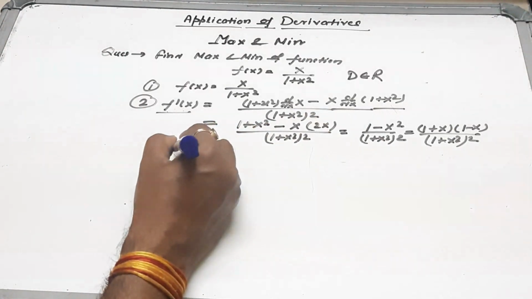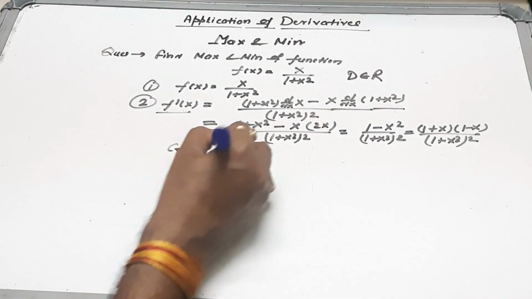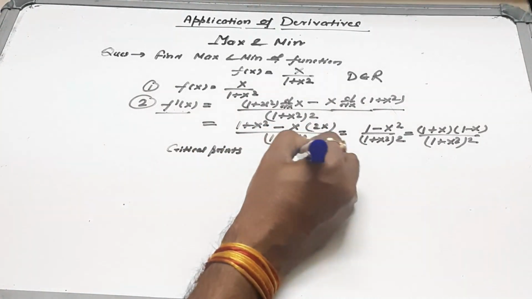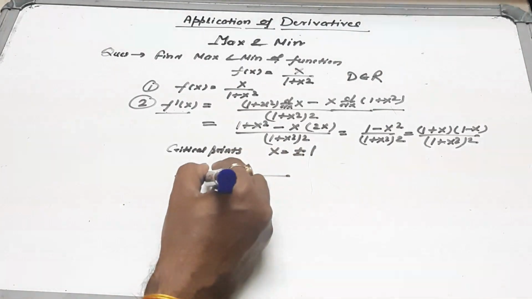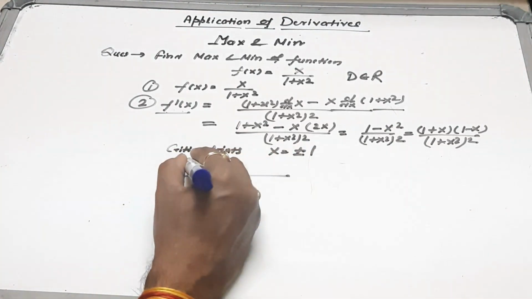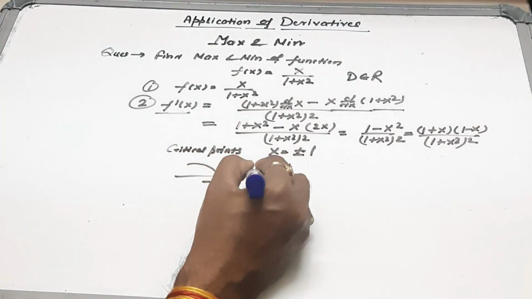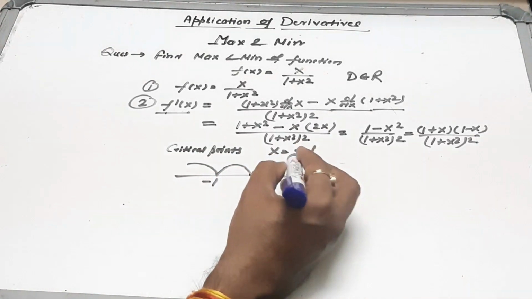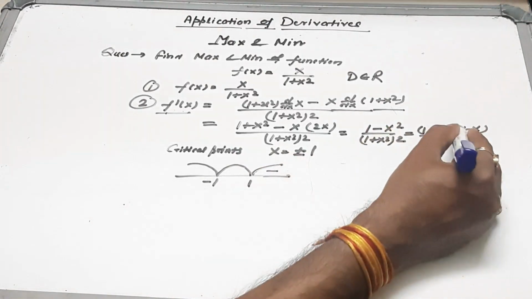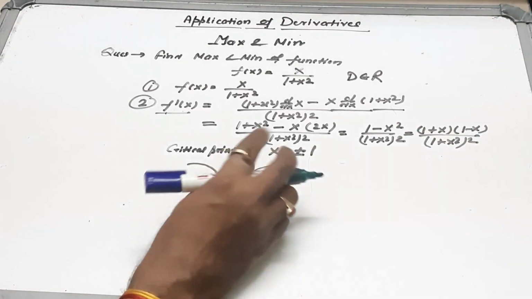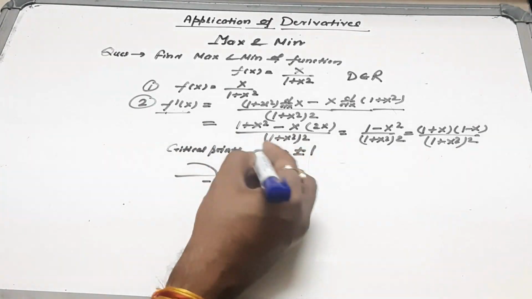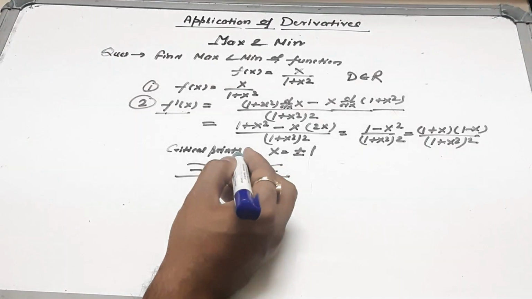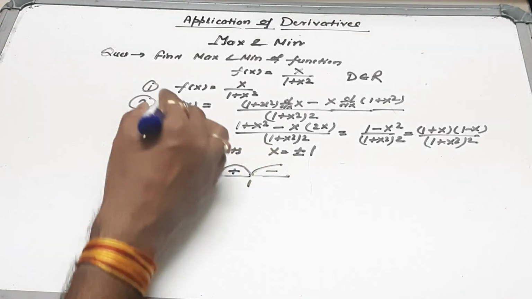So correct critical points, what will they be? Critical points, this value will be x is equal to plus minus 1. Means you will plot like this, minus 1, 1, and these are the intervals. So at x greater than 1, f dash x will be negative because 1 minus x is there. And the rest of the signs will alternate, like this is minus, then this will be plus, and this will be minus. So it's a very easy sign convention plotting of the f dash x.